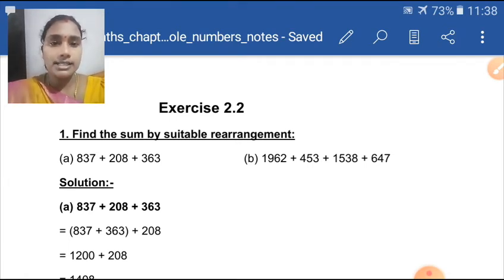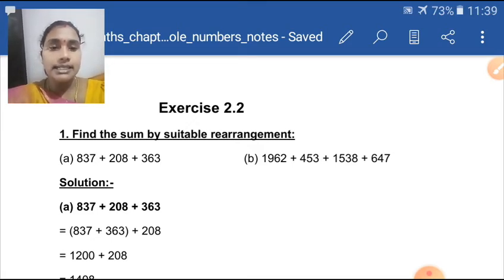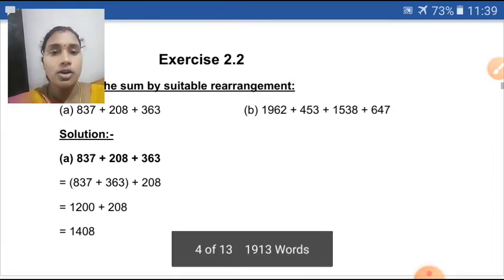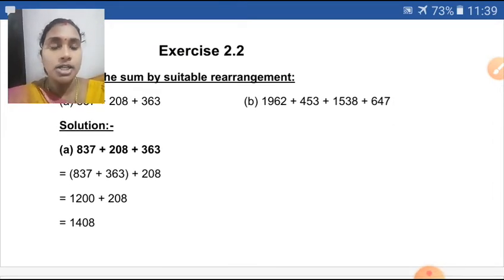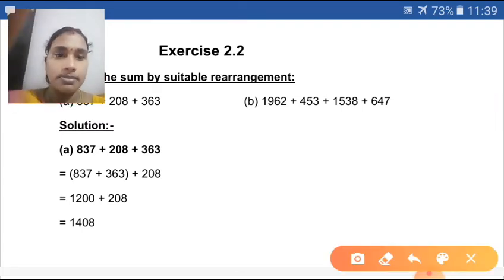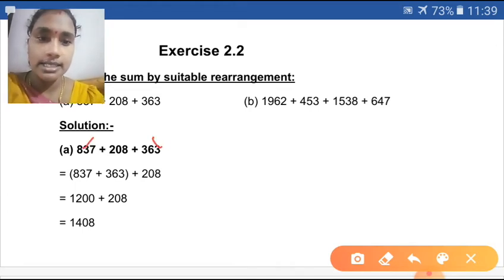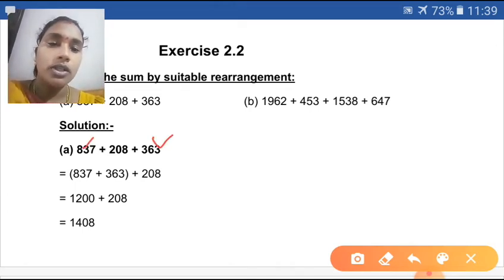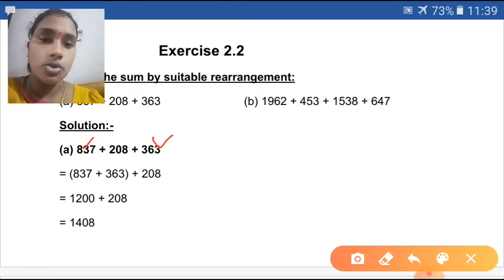Let us see the first sum, that is, find the sum by suitable rearrangement. The first sum is 837 plus 208 plus 363. To add this in a much easier way, just take the first and third numbers, 837 and 363. When you add, you get 1200.